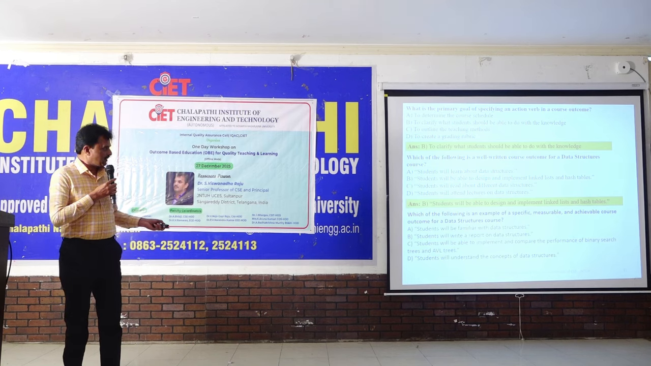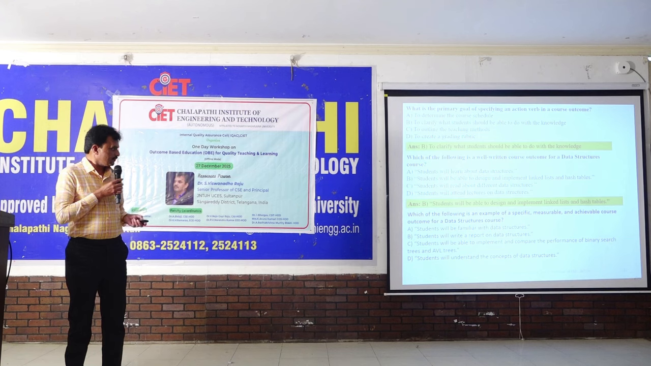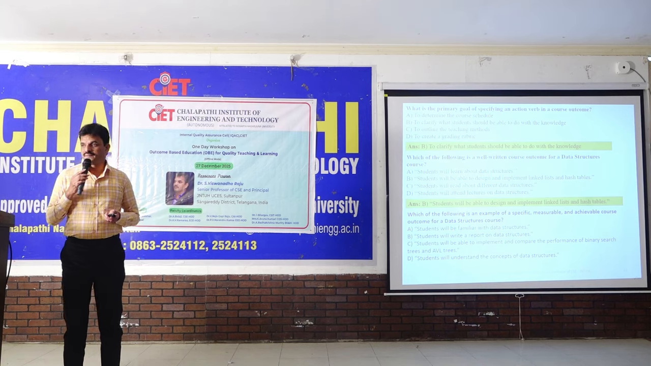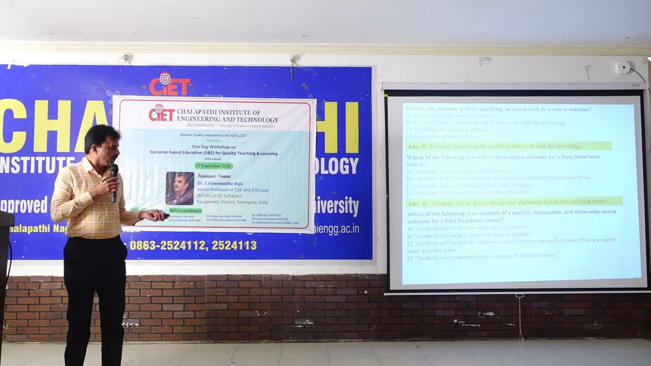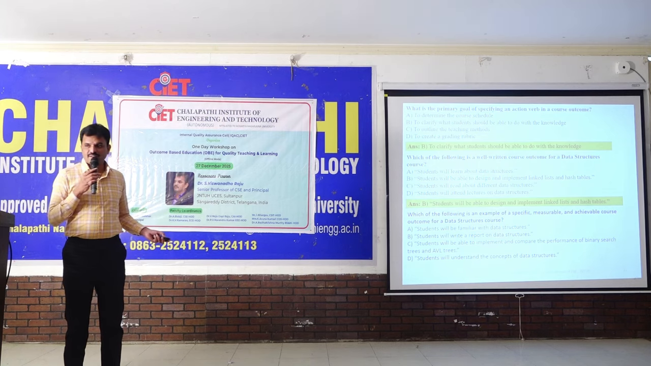Next, which of the following is an example of a specific, measurable and achievable course outcome for a data structures course? Students will be familiar with data structures. Is it an outcome or an objective? It's an objective, only. Next, students will write a report on data structures. Next, students will be able to implement and compare the performance of binary search trees and AVL trees. Which is the right answer, please? Almost all are acceptable, but I have to select the best one. Okay?